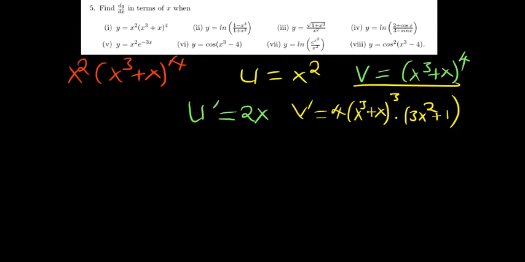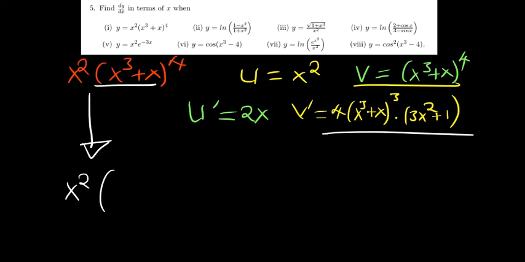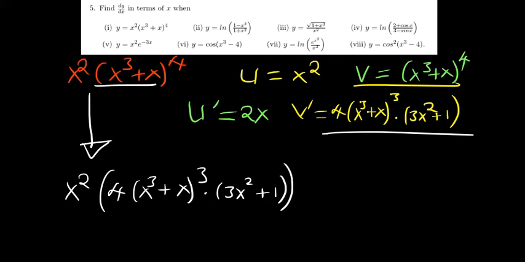So a basic idea of the product rule is it doesn't matter what you start with. So I'll start with x squared, and then I'll multiply by the derivative of the other part, which is that. So that is 4, open brackets. So I'll start with the first part, x to the power 3 plus x, to the power 3 multiplied by 3x squared plus 1. And then plus, we can now go to the second part, which is x to the power 3 plus x to the power 4 multiplied by the derivative of the very first part, which is 2x. This is what the product rule tells us to do.